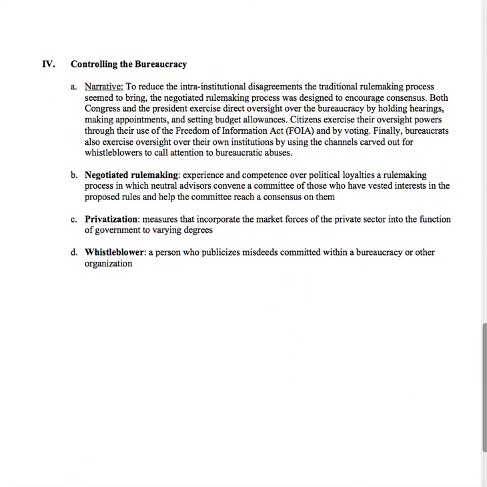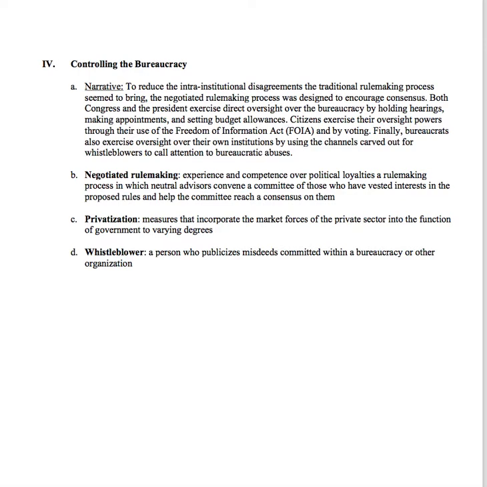Now, to our final section, controlling the bureaucracy. Here's the narrative. To reduce the intra-institutional disagreements the traditional rulemaking process seems to bring, the negotiated rulemaking process was designed to encourage consensus. Both Congress and the President exercise direct oversight over the bureaucracy by holding hearings, making appointments in the executive branch, and setting budget allowances in Congress. Citizens exercise their oversight powers through the Freedom of Information Act, FOIA, and by voting. Finally, bureaucrats also exercise oversight over their own institutions by using the channels carved out for whistleblowers to call attention to bureaucratic abuses. A whistleblower is a person who publicizes misdeeds committed within a bureaucracy or another organization. You can have whistleblowers in the private sector too.